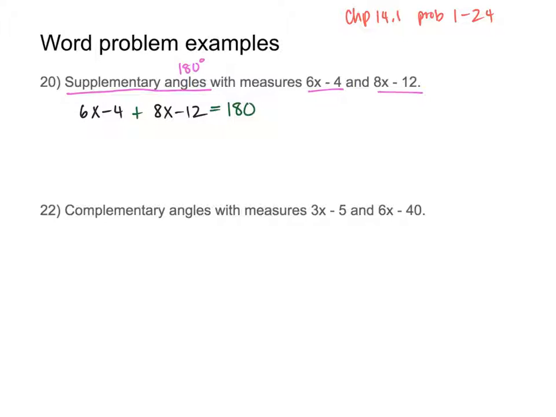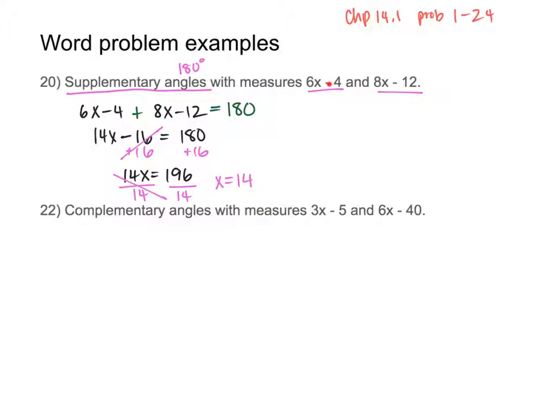So let's try to work this out by combining like terms. That 6x added with 8x gives me 14x. Negative 4 plus negative 12 gives me negative 16 equals 180. Now, you always want to try to get that x by itself, so I have to move stuff over. Let's start with that minus 16. I have to add 16 to either side. That cancels. So I have 14x equals 196. I'm going to divide that by 14. If you didn't know, 196 divided by 14 is going to be 14. So I got my x, but I'm not done.